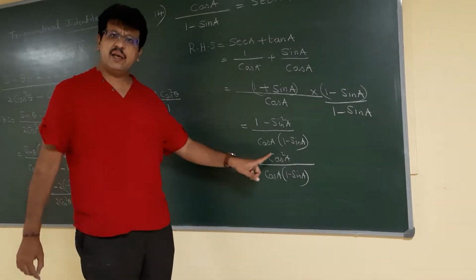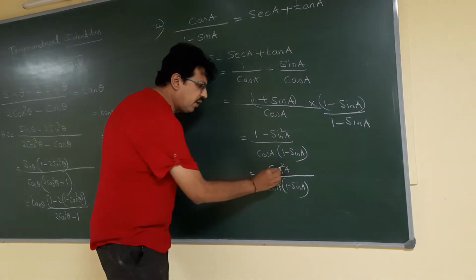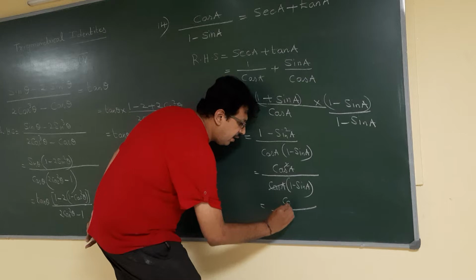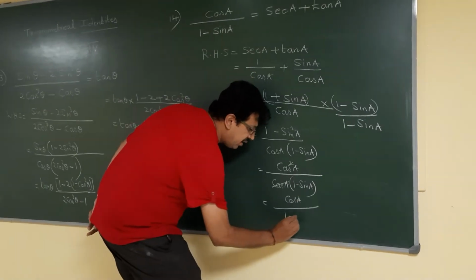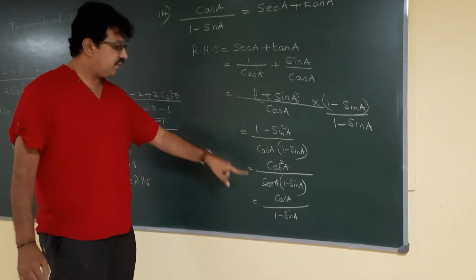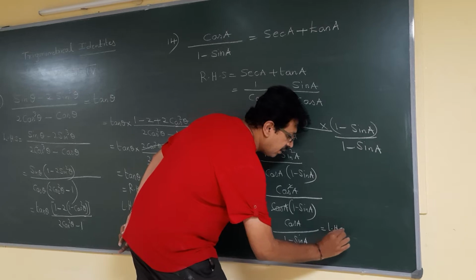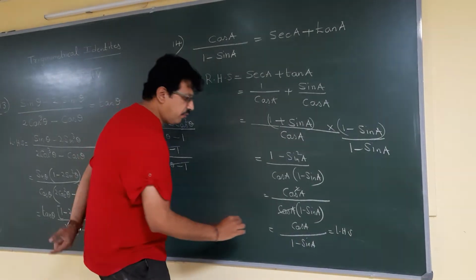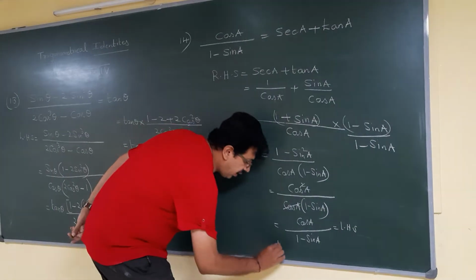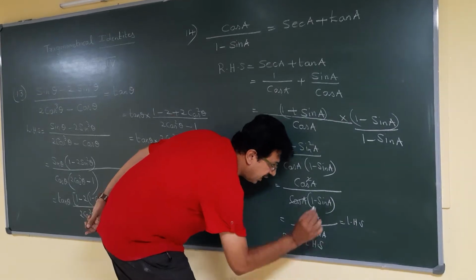And you can observe very carefully that cos square A is there, here cos A is there. So we can easily cancel cos A and 1 cos A will get cancelled. So what are you going to get? Cos A by 1 minus sin A. You can see very clearly that is nothing but left hand side. We have got left hand side, LHS. So therefore we have proved that RHS equal to LHS. So RHS, right hand side, is equal to LHS.